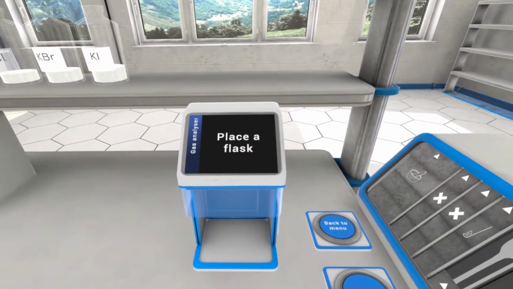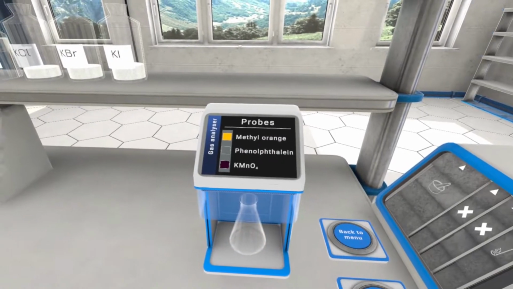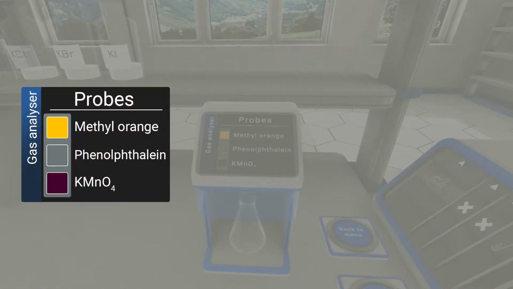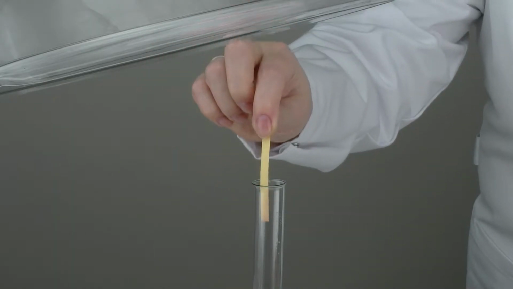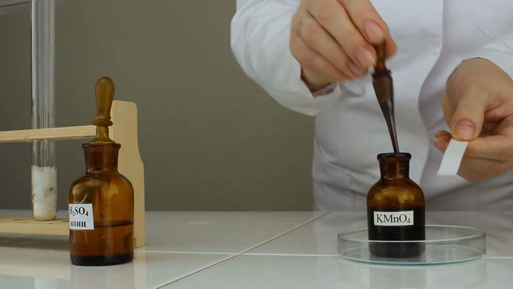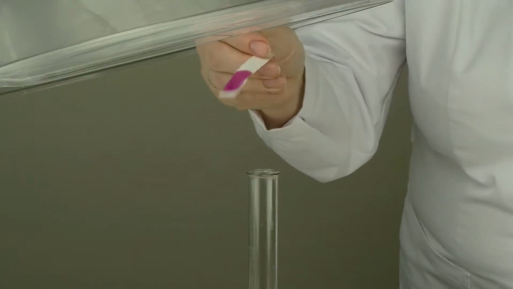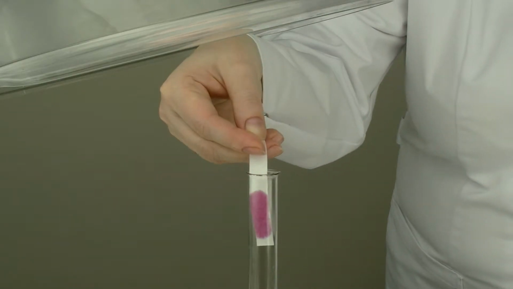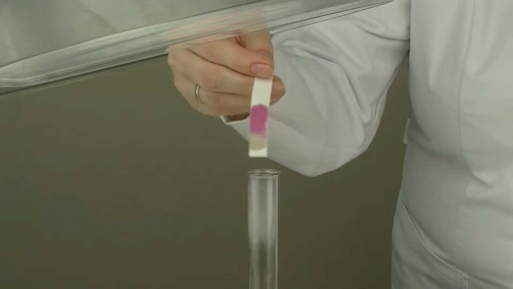The VR laboratory has developed a gas analyzer that determines and shows the properties of the evolved gas using indicators. Determination of the acid-base properties of the gas is carried out by demonstrating the color of methyl orange and phenolphthalein, as if we held the appropriate indicator paper to the neck of the reaction vessel. Determination of the reducing properties of the gas is carried out by demonstrating the color the paper would have had if it had been moistened with a solution of potassium permanganate after being brought to the neck of the reaction vessel.